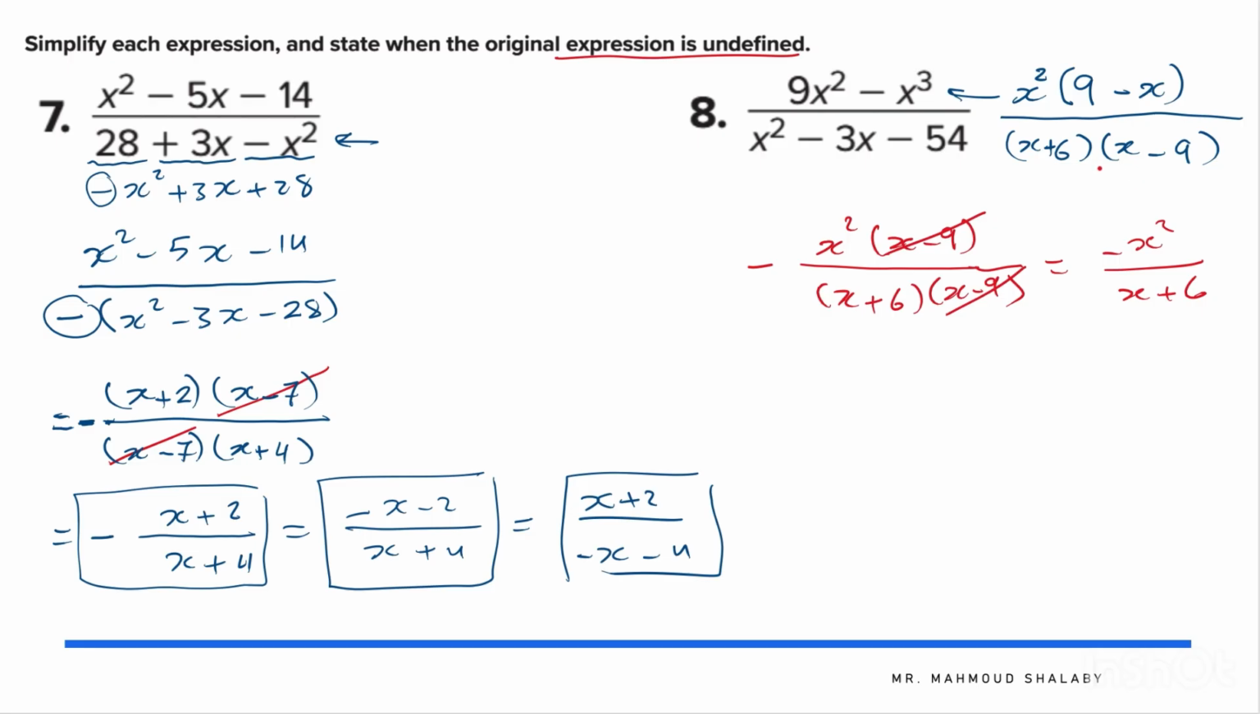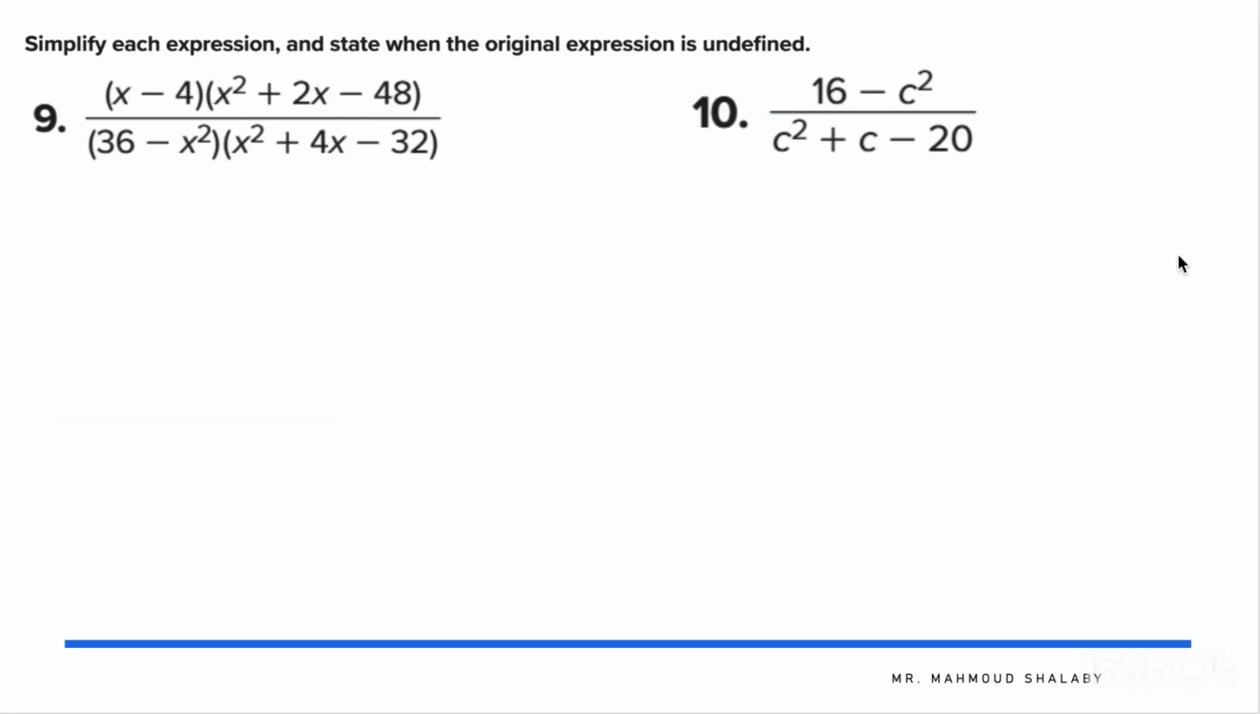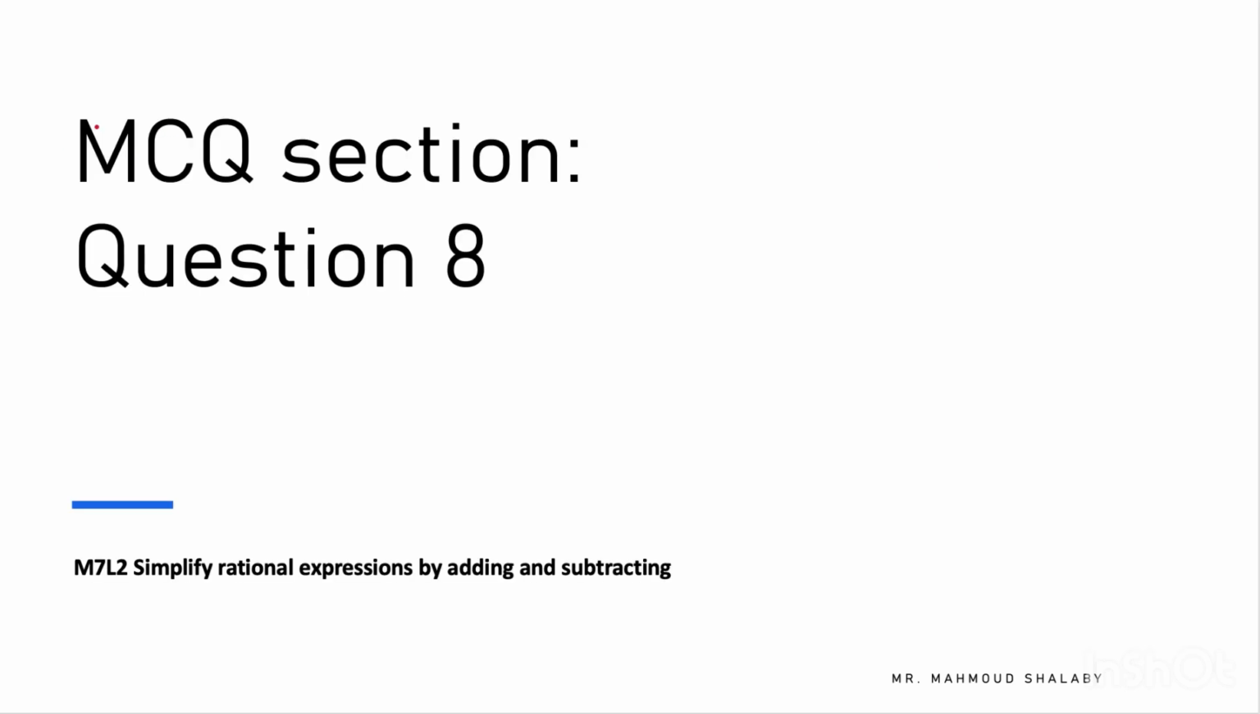How to do this, as I told you very fast, if it's 9 minus x and x minus 9, you can just cancel both of them and put a negative outside. That's it. So negative x power of 2 over x plus 6. Here is the answer. All of these questions are similar. All you need to do is to factorize. Here you will come up with something that will be swapped, so you can just cancel and put a negative outside. And that's it for question 7.